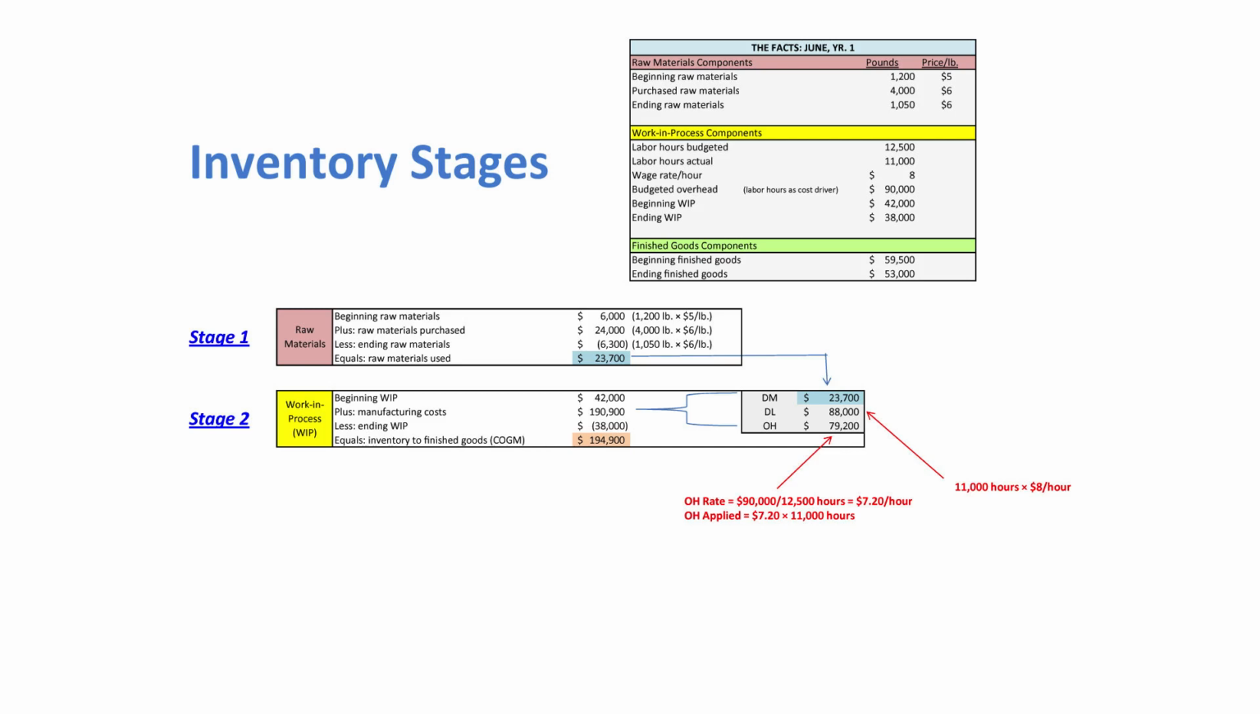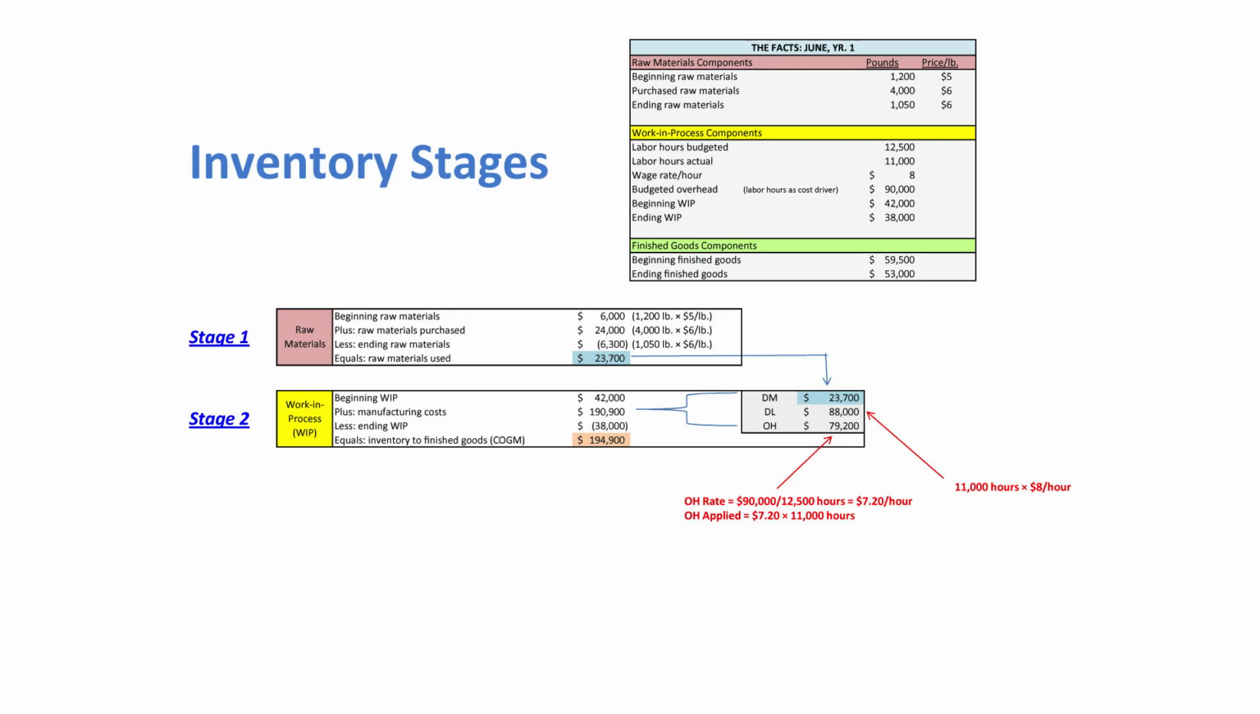So our current manufacturing cost then would be the sum of your direct materials used, your direct labor, plus your overhead applied, or $190,900. Now look, if you had no beginning or ending work in process, then your current manufacturing costs would be your cost of goods manufactured. But obviously in this case, we do have beginning and ending work in process.